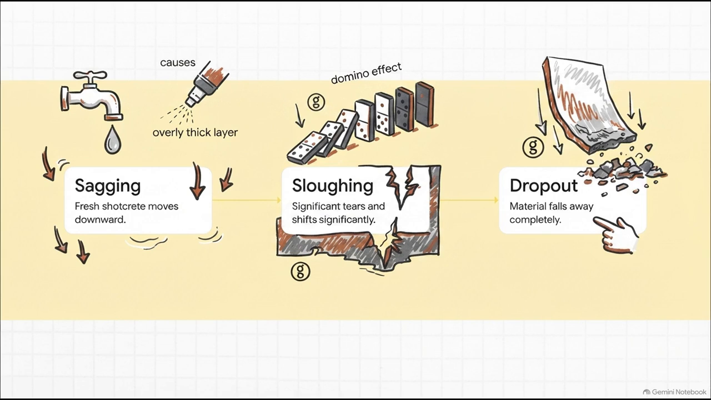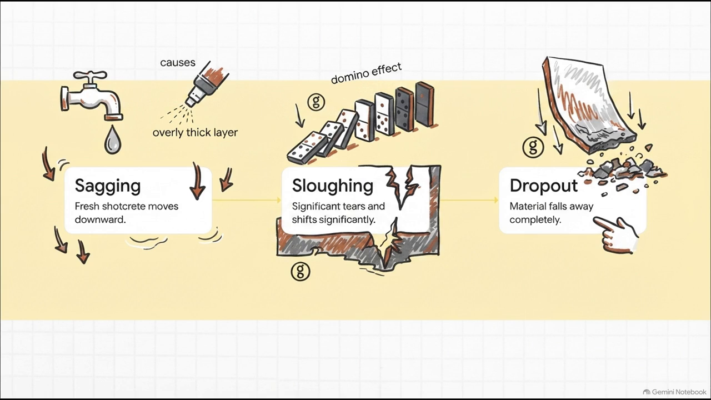The severity scales up super fast. It starts with sagging, just a slight, noticeable downward droop. But if that's ignored, it progresses to sloughing, where the material actually tears and shifts significantly. And the absolute worst-case scenario? A complete dropout. That's where the material just completely gives up, gravity takes the wheel, and it falls away entirely.